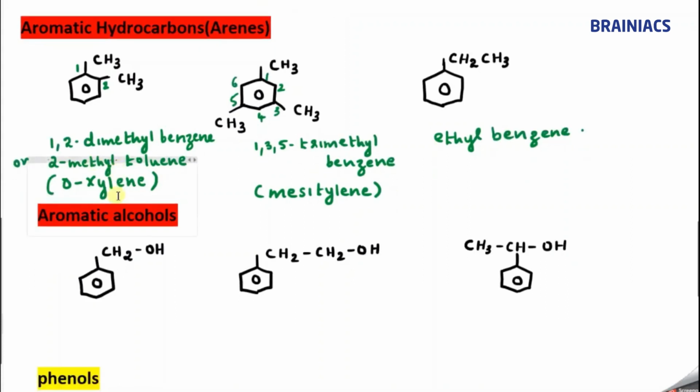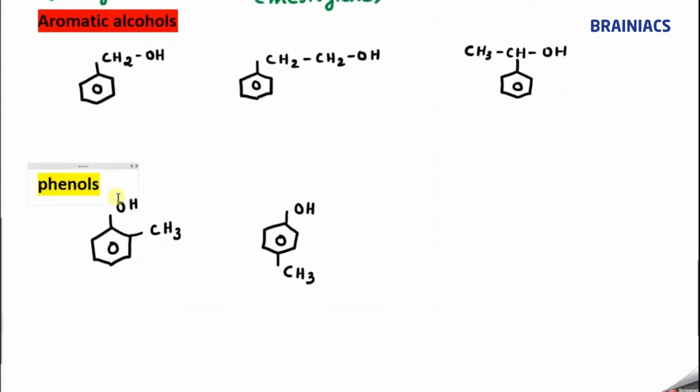Aromatic alcohols. We know that aromatic alcohols means the OH group is attached to the side chain. So in this case, how will we name this compound? Here the OH group is connected here, so I will give this number 1. So I can say 1-phenyl, correct, 1-phenyl methane 1-ol. How is it coming?